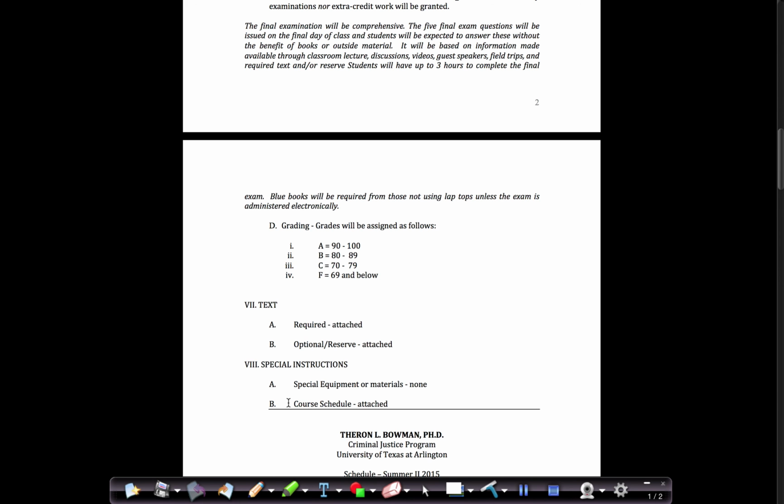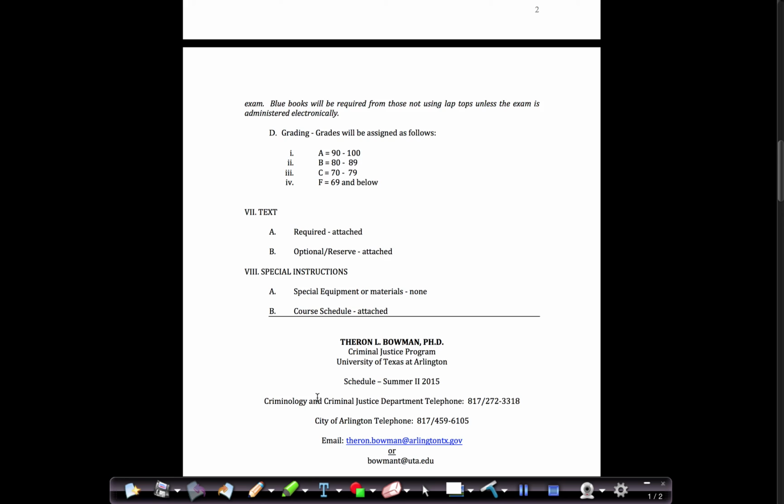Grades will be assigned on an A, B, C, F scale with 90 to 100 an A, 80 to 89 a B, 70 to 79 a C, and below a 70 is not passing the class at all.